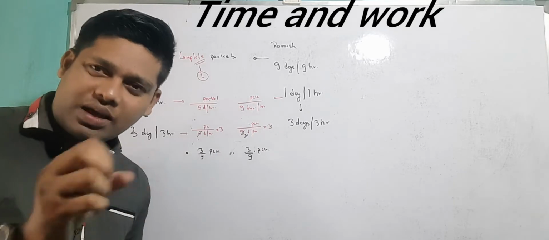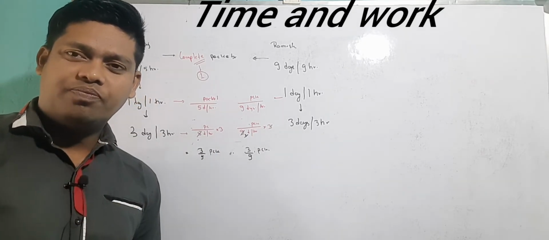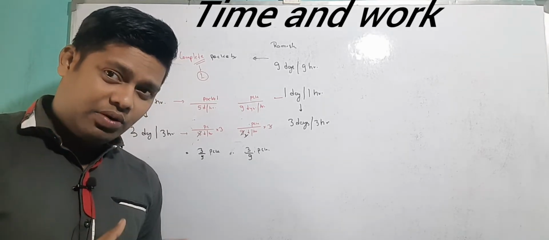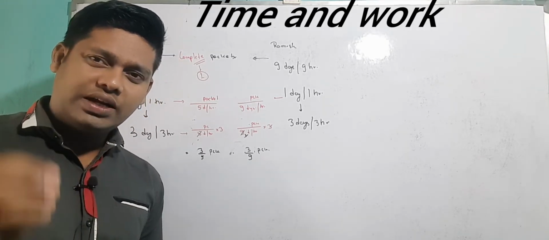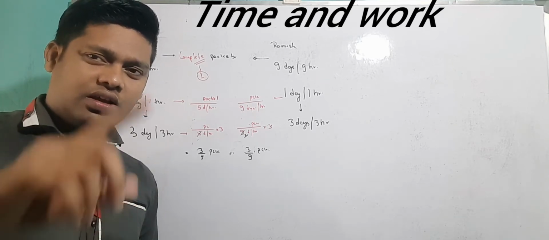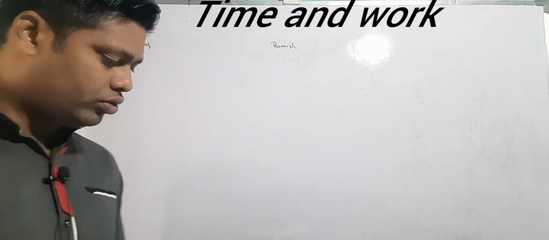So you understood with an example how to calculate a day's work, a 3 days' work, with the values if they are giving them. But in time and work questions, they will not give any value. So in that case you have to assume either a complete work or a 1 day work. A complete work is decided as 1. So let us do a question.